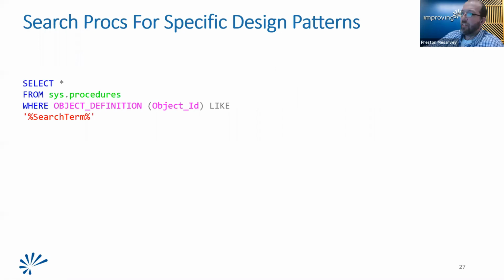This is a simple query that I always like to use if I'm looking for specific design patterns like merges or loops. You can easily just hit your sys procedures table with a search term, and it'll tell you all the procs that come back that utilize something like that. Now, the only problem there is if it's commented out, it'll still bring it back, but at least gives you some identity as to what procs are using what patterns. So good little tool there to use.